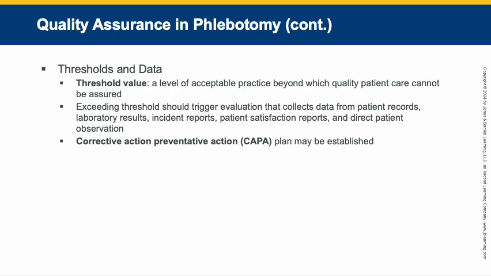Corrective action, preventative action. This is a CAPA plan. This is established if the data identify a problem or opportunity for improvement. The action plan defines what will change and when that change is expected. The last step in a CAPA process is an effectiveness check, where steps are taken to verify that the problem has been corrected and has not reoccurred.